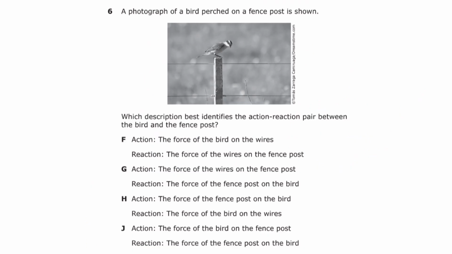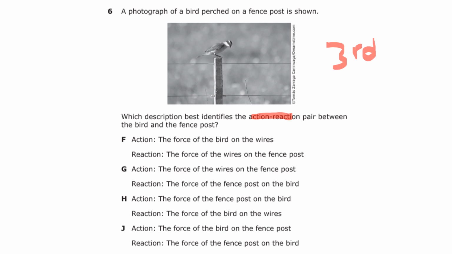All right, a photographed bird is perched up on a fence below. Which description identifies action-reaction? So we know that that's the third law between the bird and the post. One of the rules, and this is why we did this example of the high fives in the classroom, one of the rules for action reaction is the point of contact. Where do the two things touch? When we did high fives, we felt pain in the hands, not in our arm, not in our stomach, not in our feet. It was where they touched.